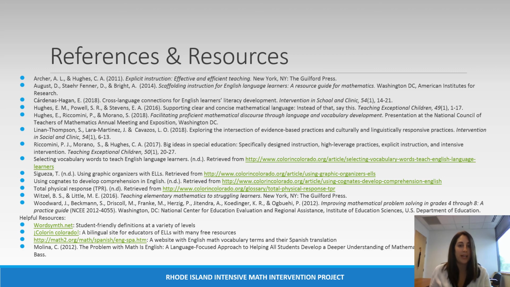The Math2 website provides English math terms and their Spanish translations. This may be useful to you as a teacher in identifying Spanish-English cognates and for your students who are native Spanish speakers to provide translation support. Lastly, the Problem with Math is English may be a good addition to your library to dive into this topic more deeply. This concludes our learning module for today.